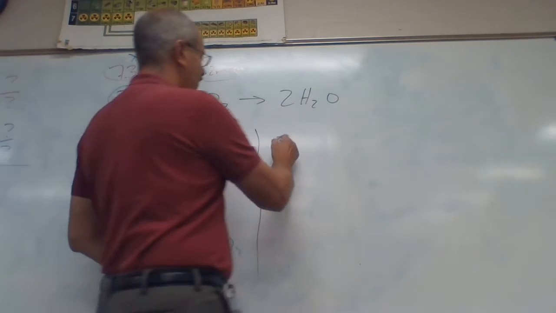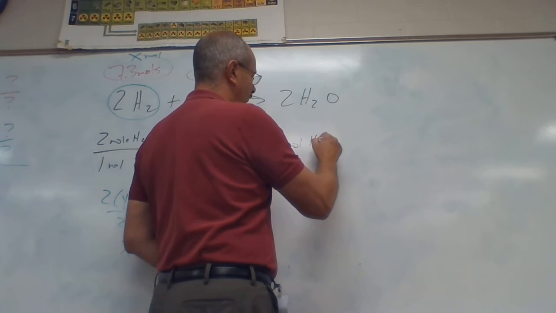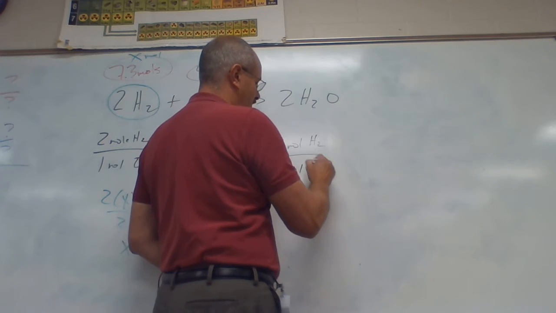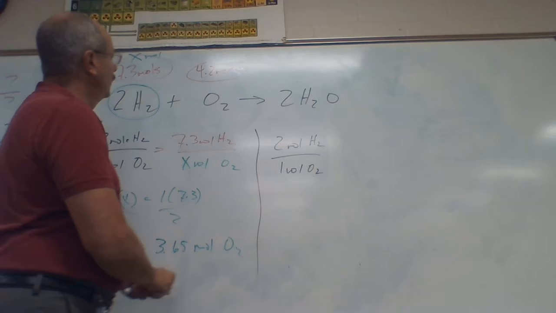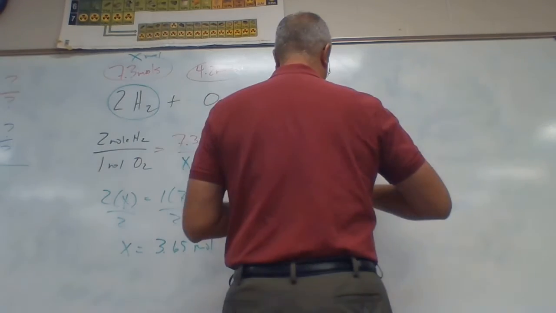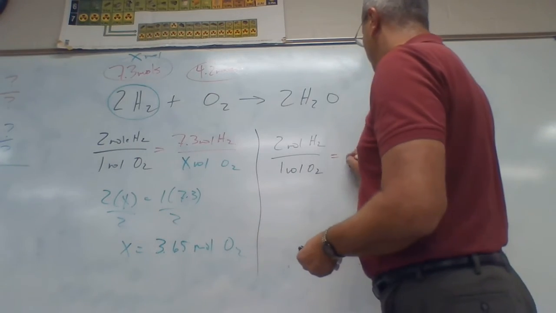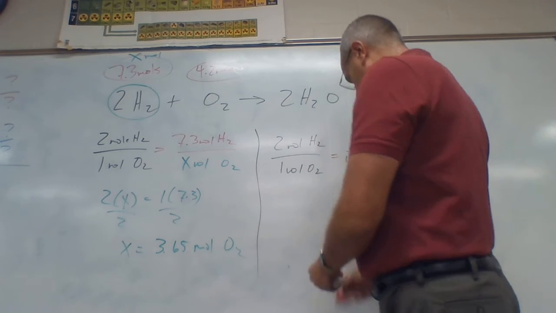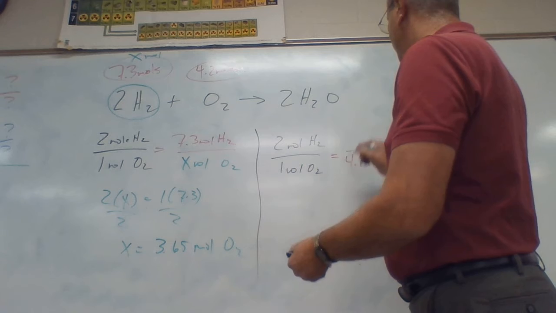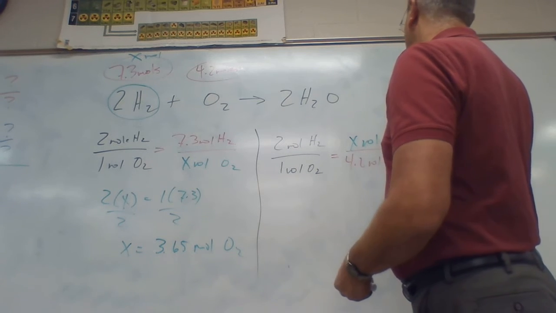So I'm still going to have the same ratio, 2 moles of H2 to 1 mole of O2. That came from the balanced equation. All right, and then we go, well, this time I've got 4.2 moles of O2. And we're trying to solve for my new X of X moles of H2.